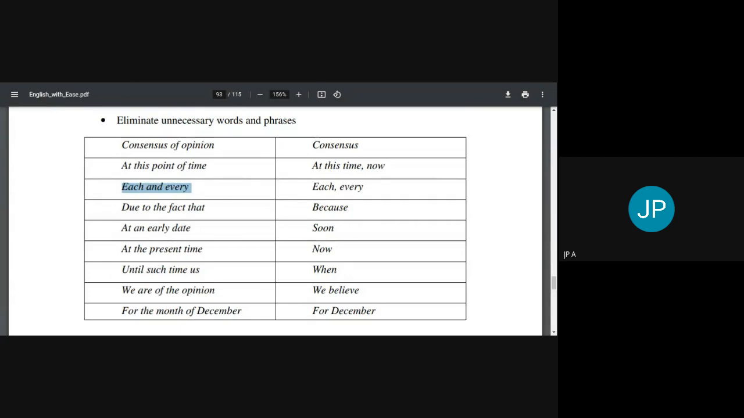ഒന്നുകിൽ ഈച്ച് എന്ന് പറയാം അല്ലെങ്കിൽ എവരി എന്ന് പറയാം. ഈച്ച് ആൻഡ് എവരി എന്ന് പറയുന്നൊരു എംഫസിസിൻ്റെ ആവശ്യം ഇല്ല. So instead of saying each and every, you can either say each of the students should submit or every student should submit. Each and every student should submit എന്ന് പറയേണ്ട ആവശ്യമില്ല. So these are all unnecessary words. These are all against plain language. So plain English or plain language is something which is very useful.